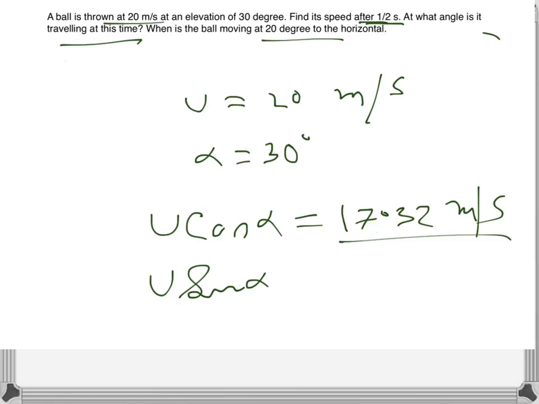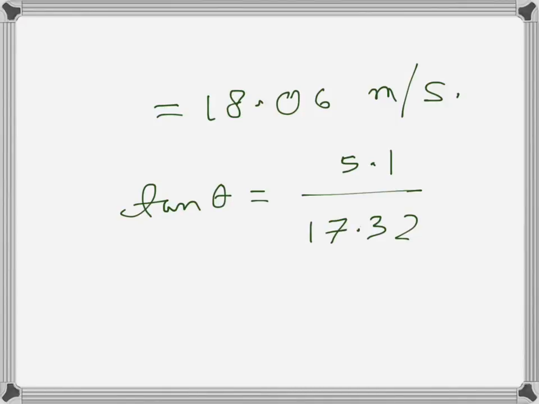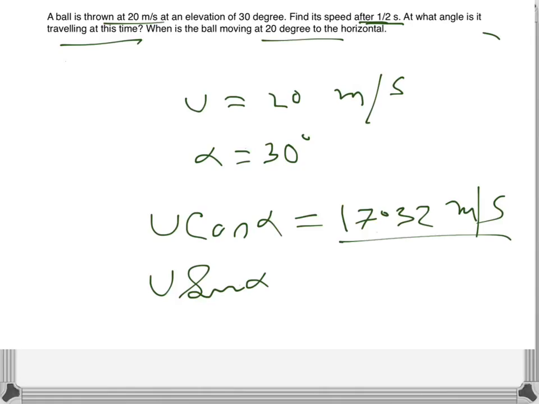Now we need to find what angle it makes with the horizontal. So if we call the angle theta, tan theta will be the vertical component of the velocity divided by the horizontal component of the velocity. So that will be 5.1 divided by 17.32, and of course take the inverse tan of that. So theta will be 16.4 degrees. So the angle is less now. It slowly will become 0 finally when it hits the highest height. So this is decreasing at this point.